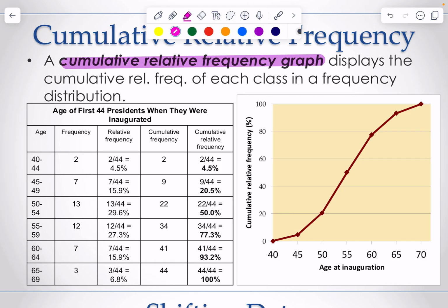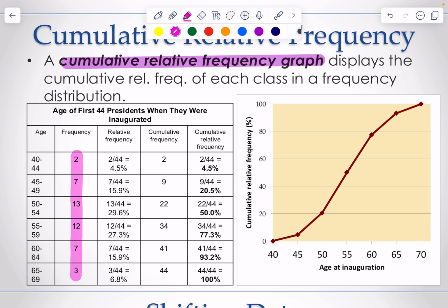In this first column, this is something we've already discussed. This first column here is just a frequency table. We're looking at the age of the first 44 presidents when they were inaugurated. So 2 of the presidents were inaugurated between the ages of 40 and 44. 7 presidents were inaugurated at an age of 45 to 49, and so on. This is just keeping track of how many presidents were inaugurated within a given range of ages.